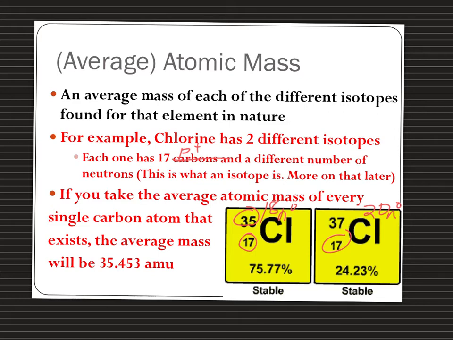But 75.77% of chlorine atoms are this chlorine 35. And then 24% of the chlorine atoms in the world are this chlorine 37. So taking the weighted average of those gives you the average atomic mass, which is the mass underneath the symbol on the periodic table. That's why you end up with a decimal there. We rarely ever use those masses. We mostly use mass number when we're talking about different elements and atoms.